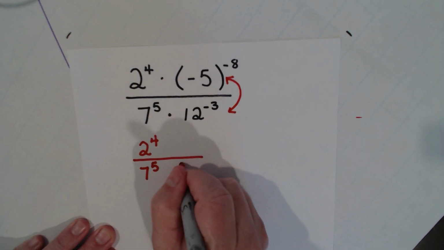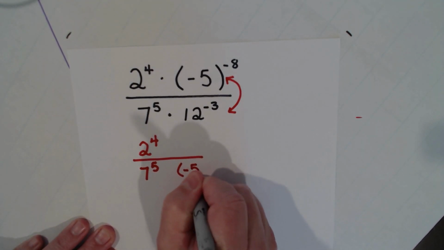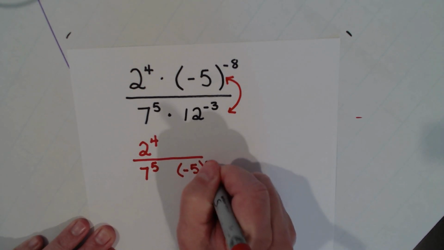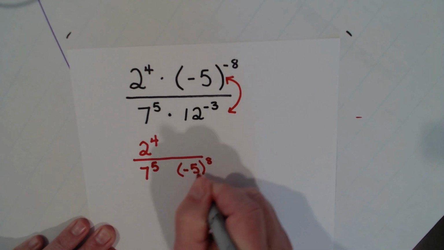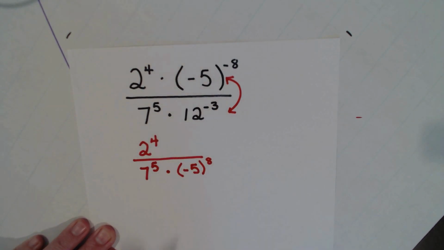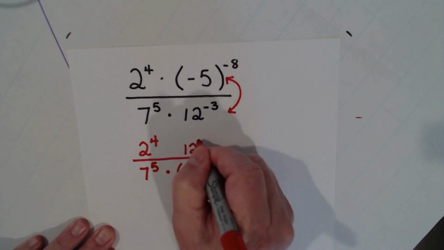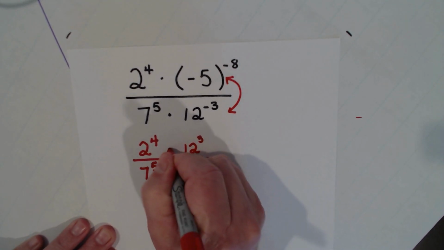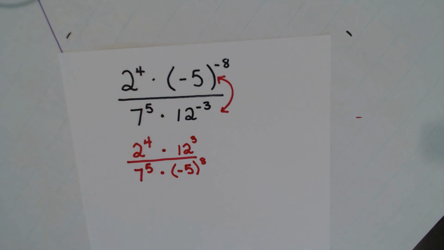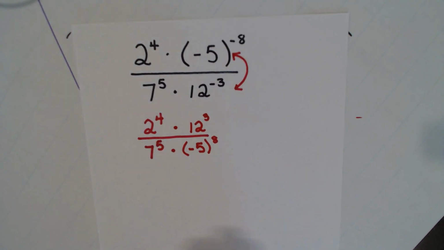I'm going to take my -5, put it in the bottom, and change the sign of the exponent. And since I'm multiplying, I'm going to put my multiplication symbol right there. The 12 is going to go on the top, and I'm going to change the sign of that exponent. And I'm going to put my multiplication symbol right there. All my numbers have positive exponents. So I need to look for an answer that has all positive exponents like this one down here.